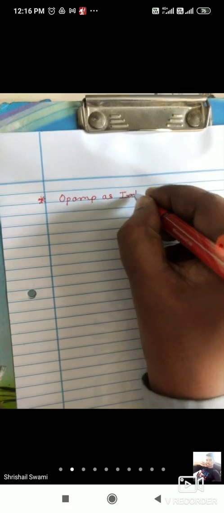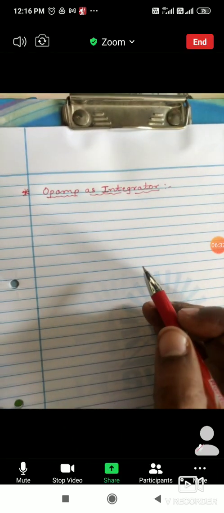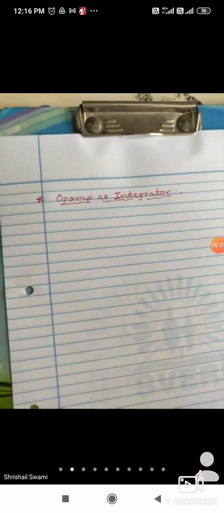The next linear application of op-amp is op-amp as an integrator. This is a very important application, where we can use the op-amp as an integrator. We can start with the help of the definition first of all.